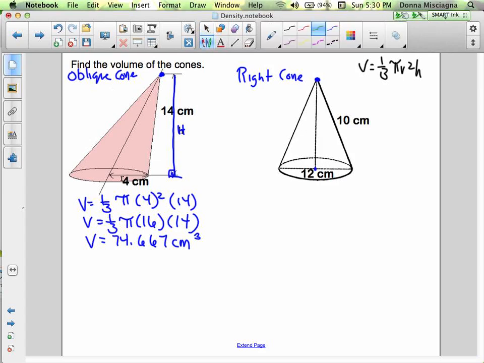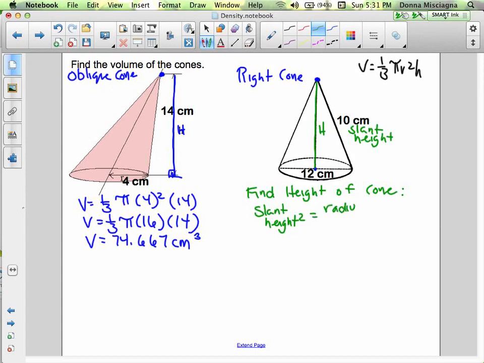All right, so now let's look at the right cone. First we're going to find the height. So it's going to be slant height squared, and this is the slant. By the way, we'll only ever find the height really on the right cones, not the oblique. The slant height is the height of the outside part, and the height is perpendicular to the base. It's the distance from the base to the vertex. We use slant height if we're finding the surface area, because we'd be finding the measure on the outside. We use height for volume because we're finding the measure on the inside. So slant height squared equals radius squared plus height squared.